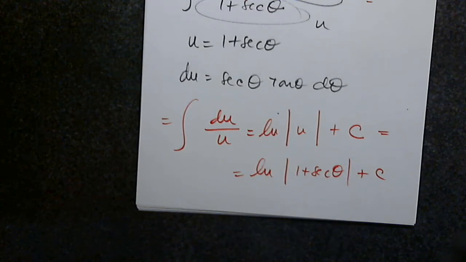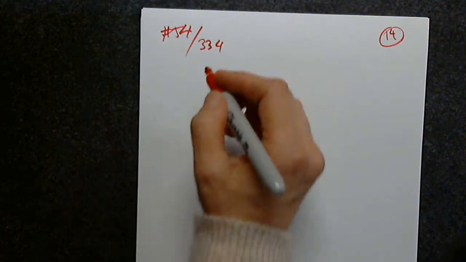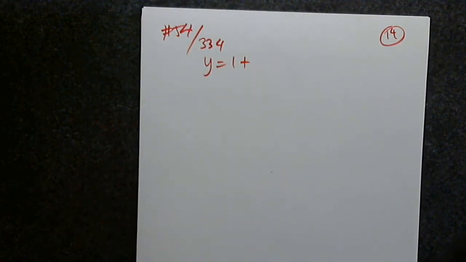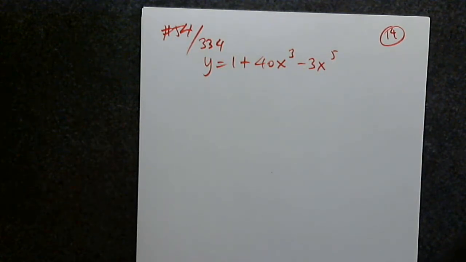54 caught my eye. I don't know if we looked at it or not. At which points on the curve, so 54 on 334. If we looked at it, please let me know. At which points on the curve y equals 1 plus 40x cubed minus 3x to the fifth does the tangent line have the largest slope? I don't remember looking at this.